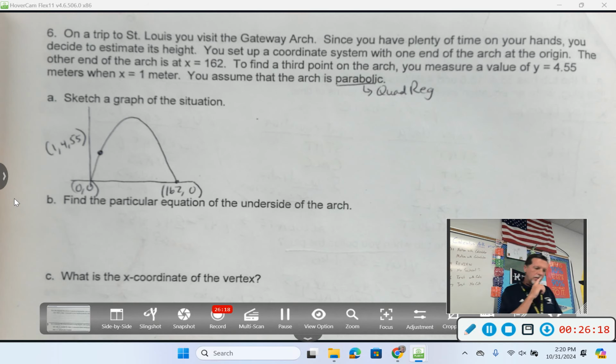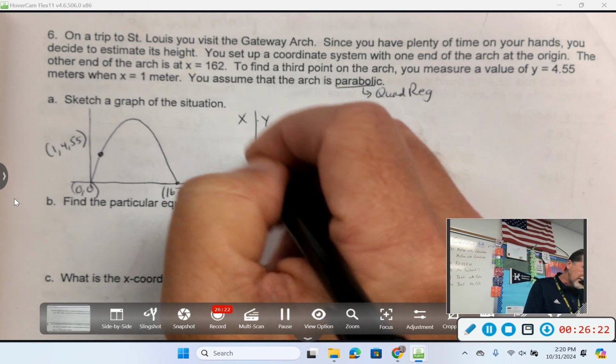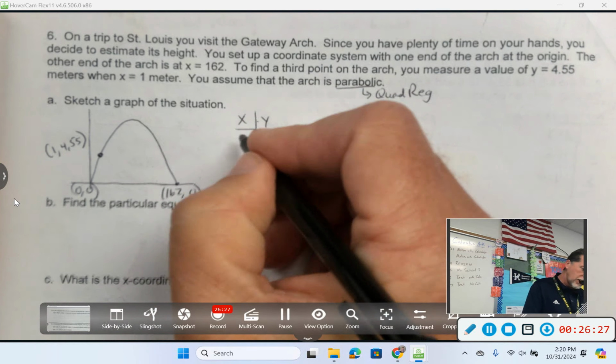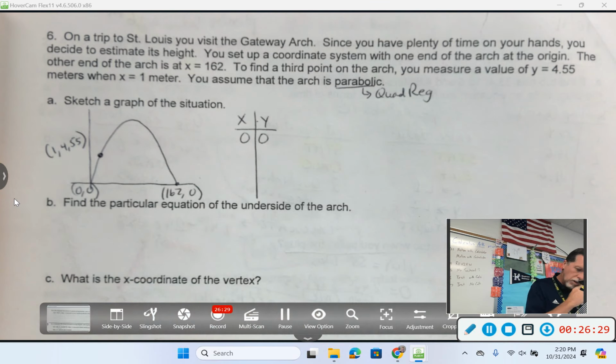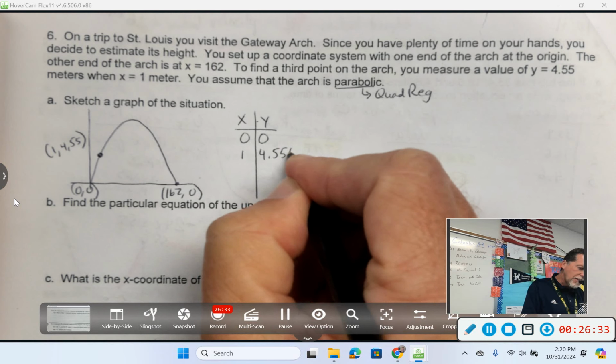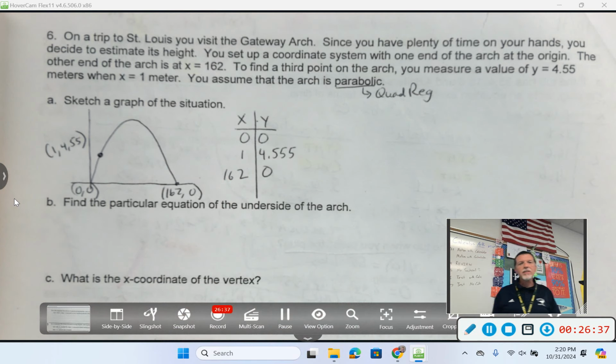Find the equation of the underside of the arch. Well, maybe before we do that, I like to list these points in a table because that's how they're going to be listed in the calculator. So 0, 0, 1, 4.55. And by the way, these do not have to be in order as long as they're all there.